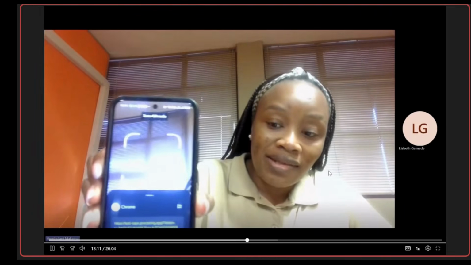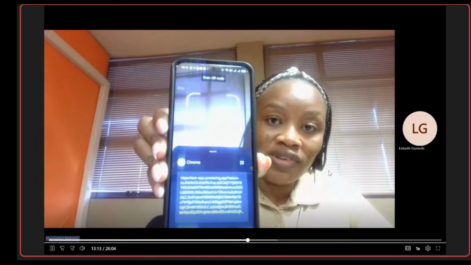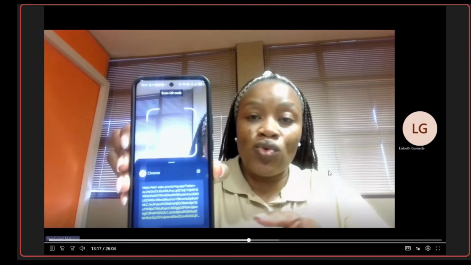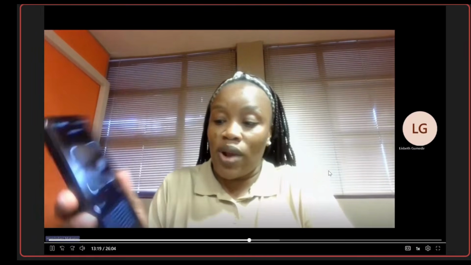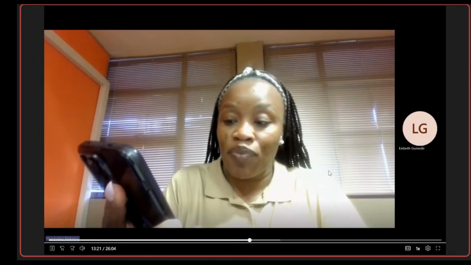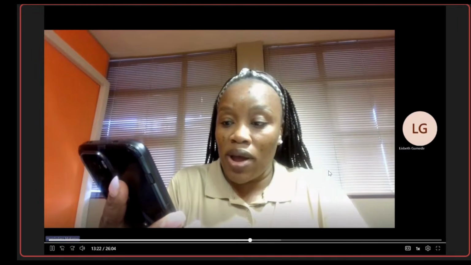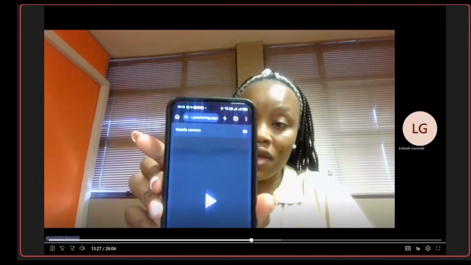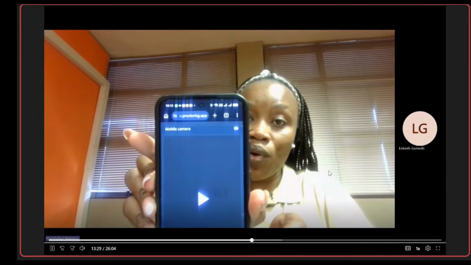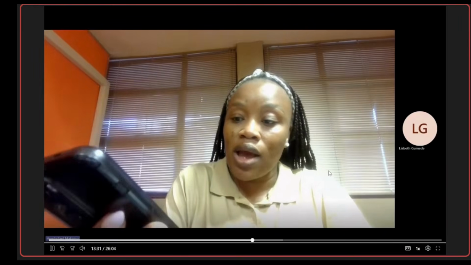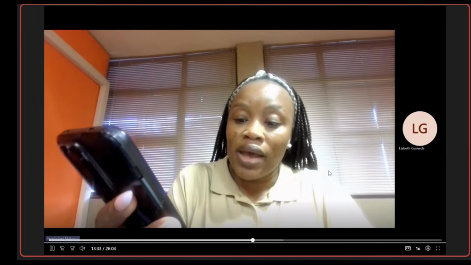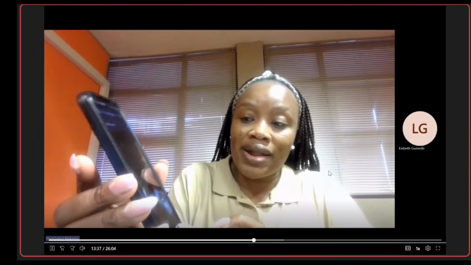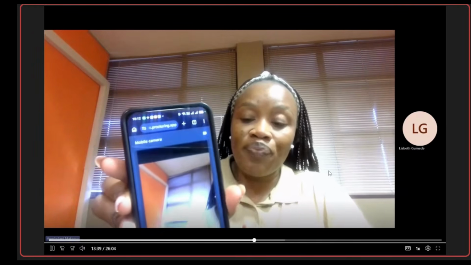As soon as you scan, you will see on your phone that you have scanned it, and then you will have to open the link. When I click open on the link, it's going to ask me to do a quick recording of my surroundings. When I press there, it's going to ask me to start recording. I will then click on start recording.